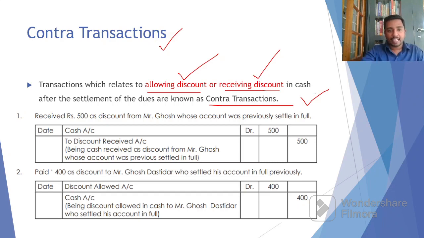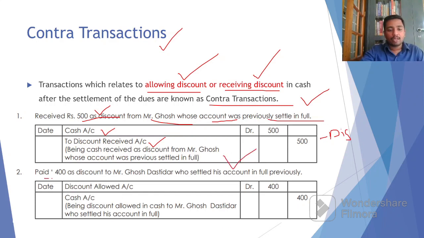Let's see an example. Discount of rupees 500 received from Mr. Ghosh, whose account was previously settled in full. Discount received is an income, so the income will be credited and the debit goes to the cash account. Here one of the aspects is discount, so that transaction can be classified as a contra transaction.